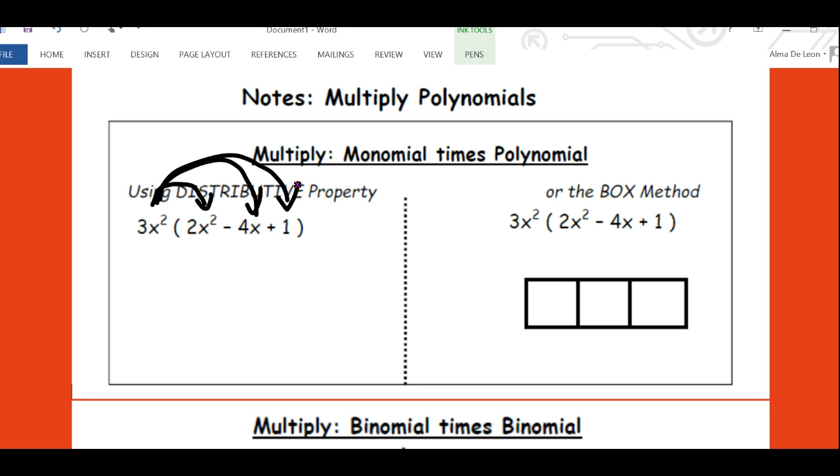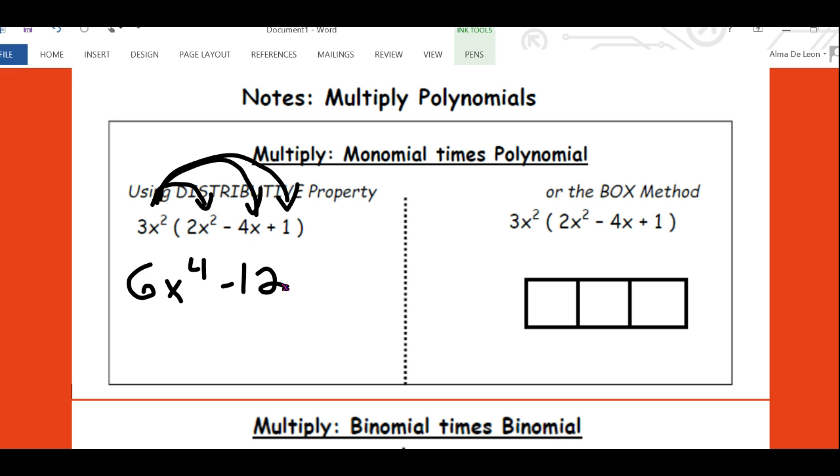So 3x squared times 2x squared. 3 times 2 is 6. And in total, I'm multiplying 4 x's together. 2 plus 2 is 4. 3x squared times 4x. 3 times negative 4 is negative 12.